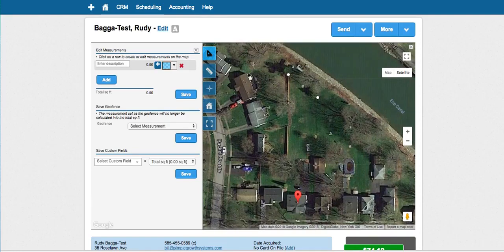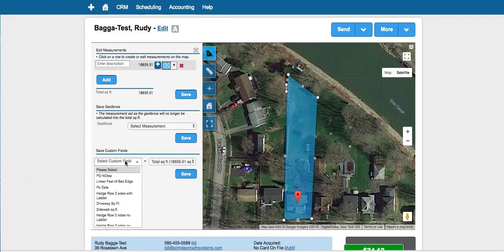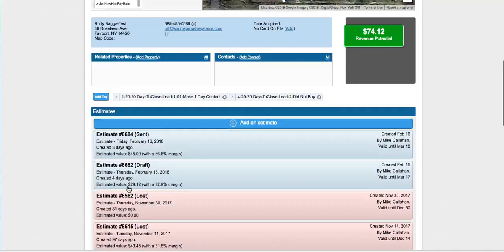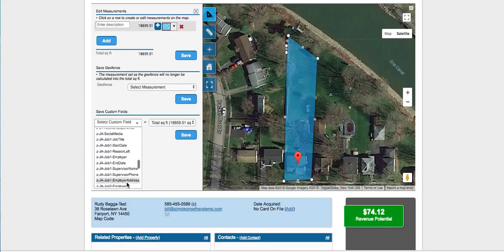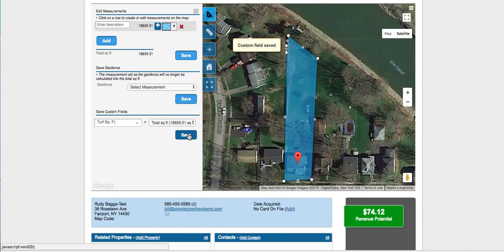In this example, I'm just going to go in and measure that. Once that's saved, you double click, and that's the highlighted turf square footage. So it's 18,859. We're going to select a custom field, which is going to be turf square footage right here, and then we're going to save it. Now that's going to update the custom field. I'm going to head back into our sample account here again and show you how the population works.